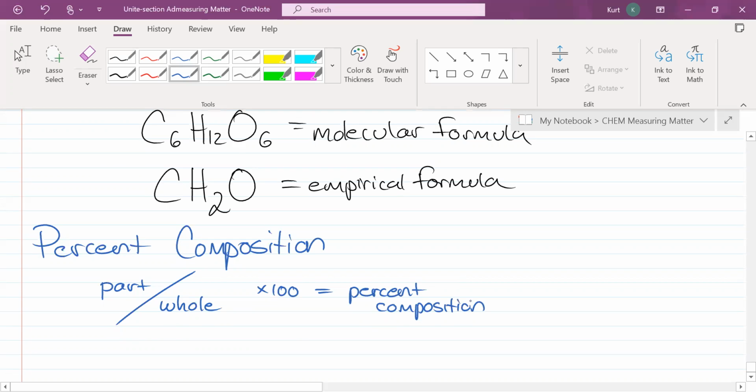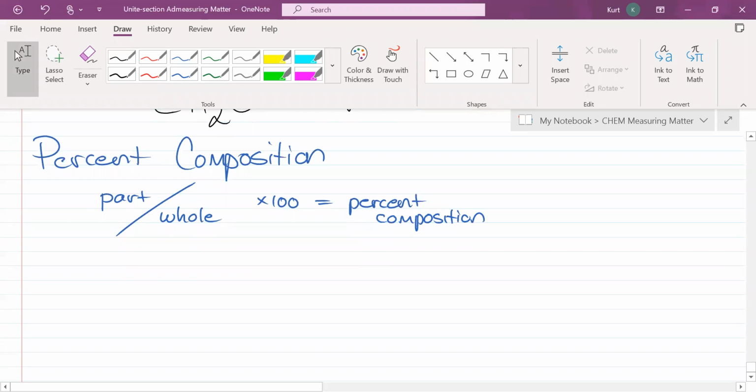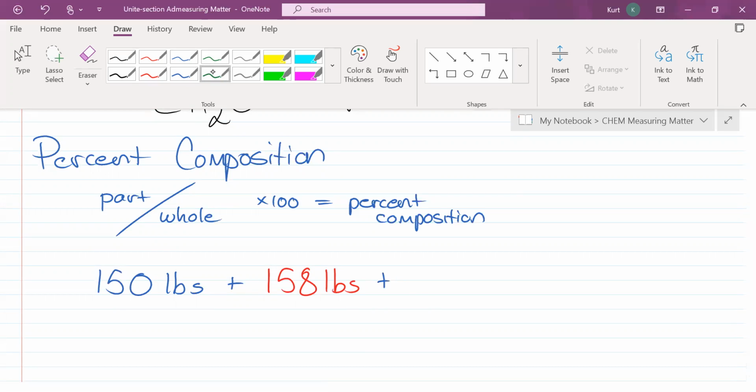So I have an easy way to think of this. Let's look at four guys here. Colby, how much do you weigh in pounds? 150, okay? Colby is 150 pounds. Plus, Adam, how much do you weigh? 158 pounds. Okay, let's keep it going. Max, how much do you weigh? 125. And lastly, David, how much do you weigh? 130.